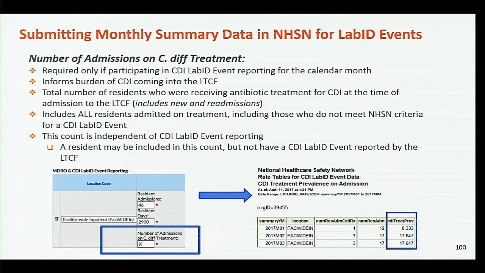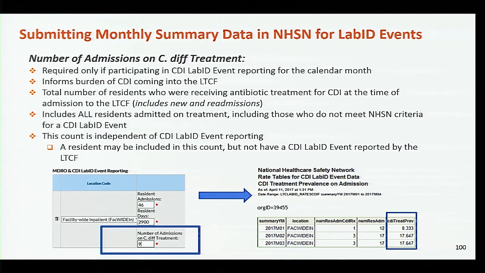Number of admissions on C. difficile treatment. This is an important variable that allows you to analyze the C. difficile infection risk coming into your facility. You will have access to NHSN analysis reports like what I have on the screen here, and that allows you to look at treatment prevalence on admission.